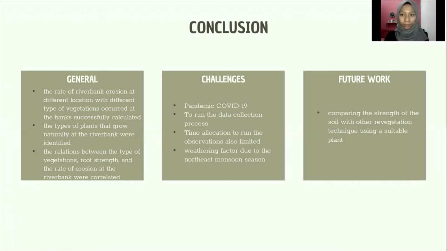And then, as for the future work, this project can be continued by comparing the strength of the soil with other revegetation techniques, such as choosing other plants and planting them ourselves, and then comparing the soil strength itself.